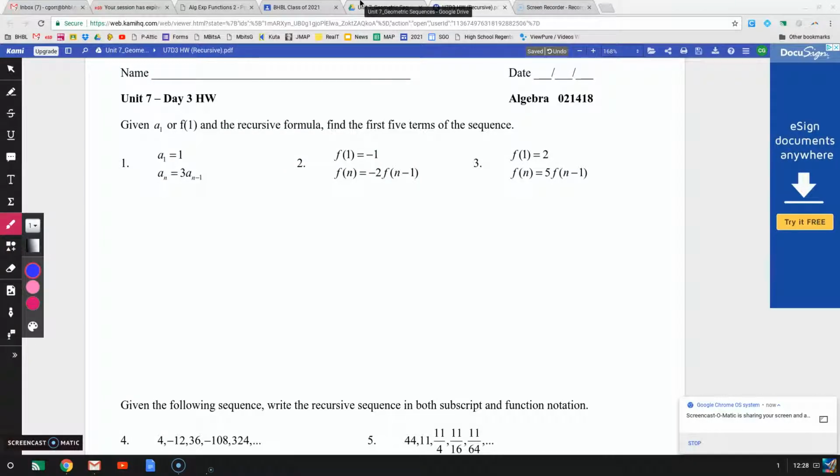Welcome back to Homework Help with Miss Gore. Today we're going to be talking about Unit 7, Day 3, writing recursive definitions for geometric sequences.